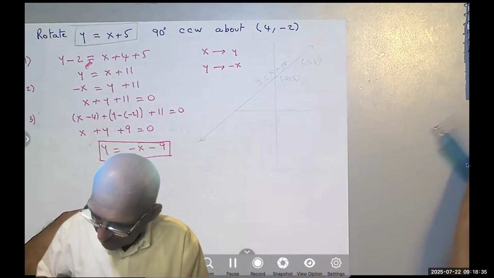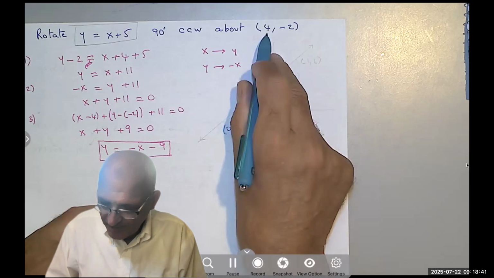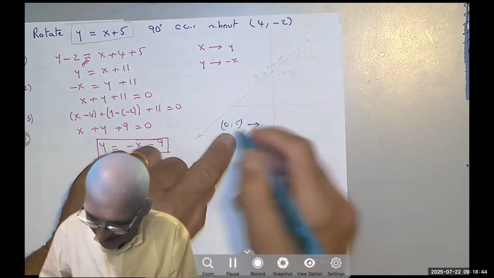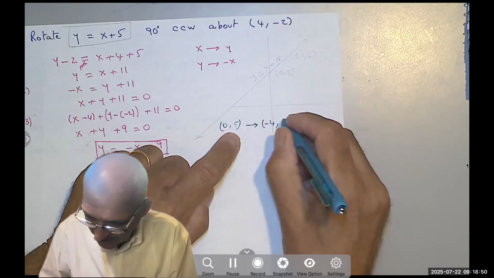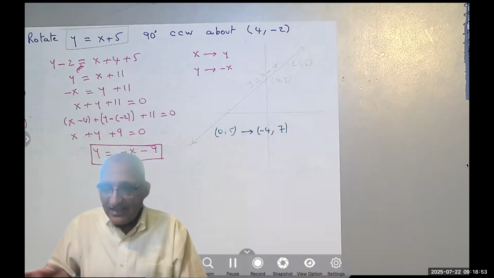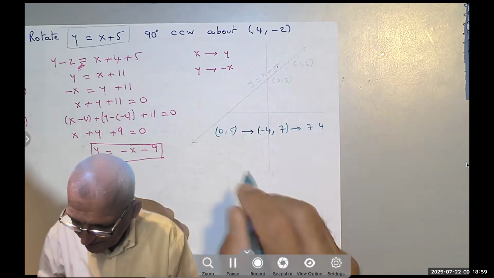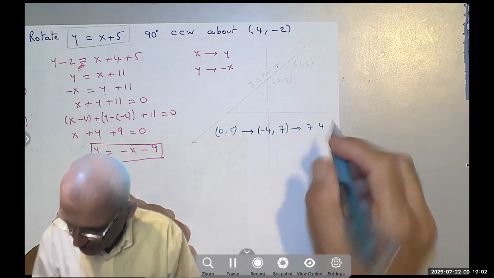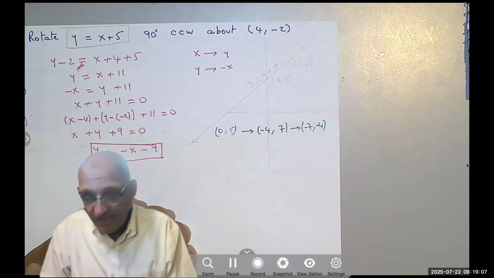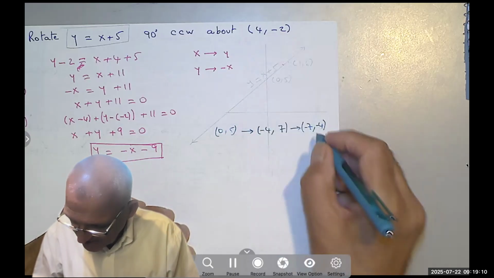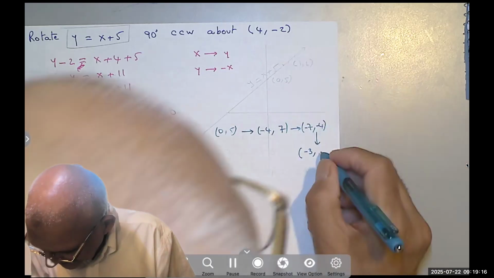So if I take 0 and 5, remember what we did first. We said we wanted this to be the origin. So I'm going to subtract 4 from the x and then add 2 to the y. So I get -4 and 7. And then I'm going to rotate counterclockwise. So I'm going to switch them, 7 and 4, and change the sign of the first. So it's really -7 and -4. Okay? And finally, I'm going to add these. So if I add 4, I get -3. If I subtract 2, I get -6.